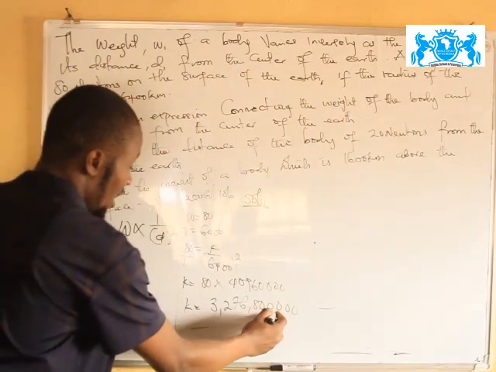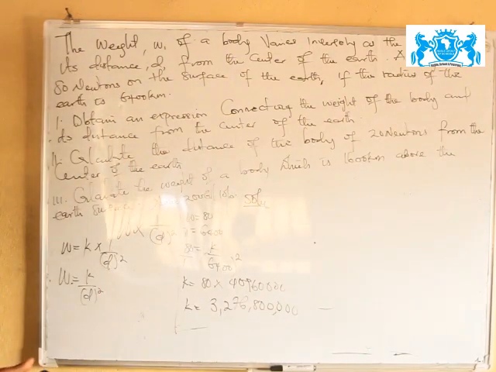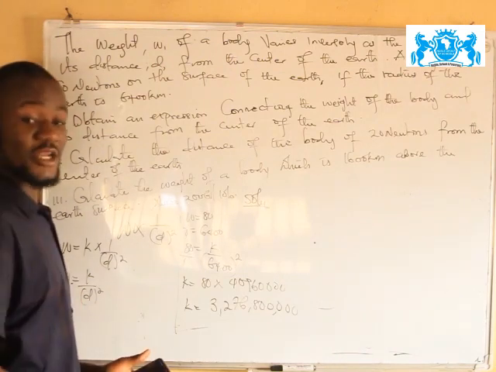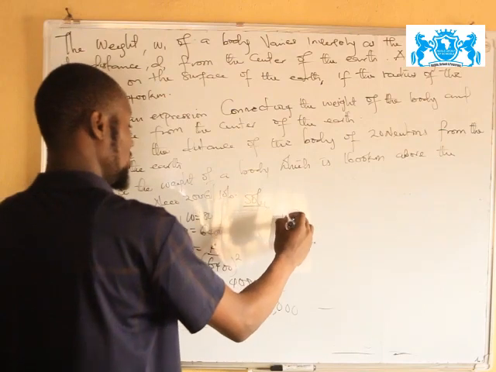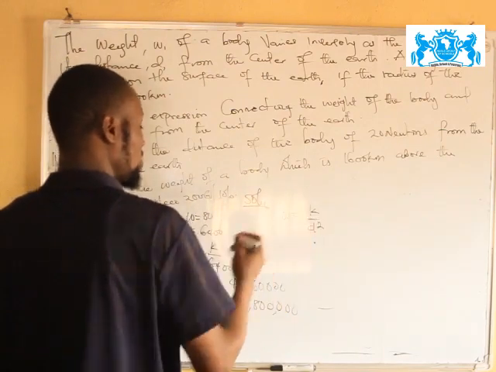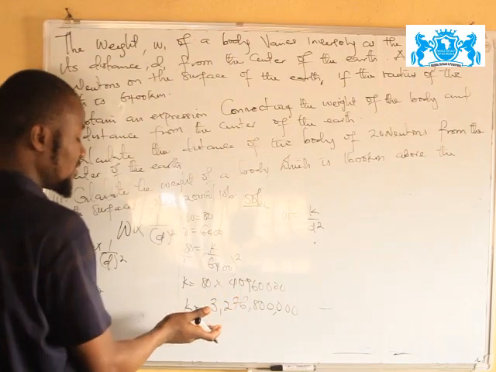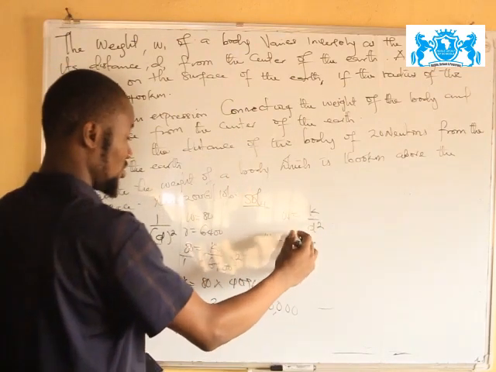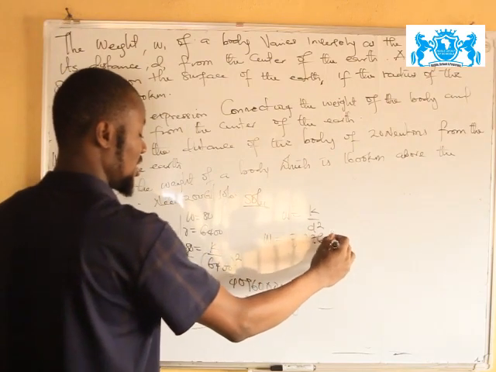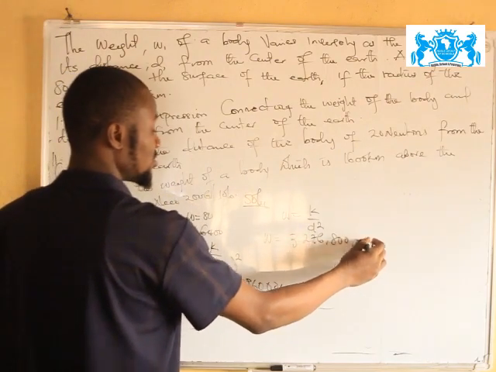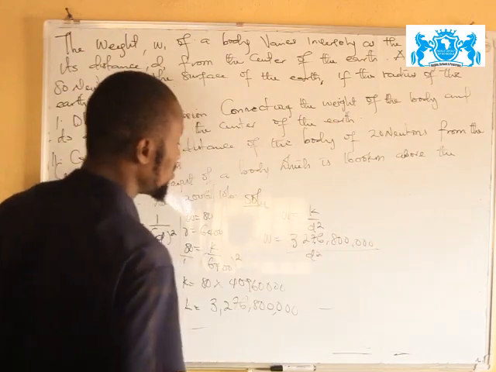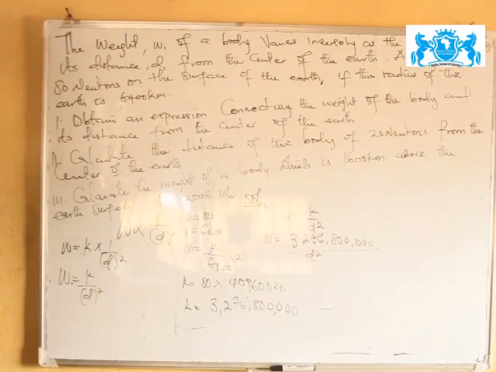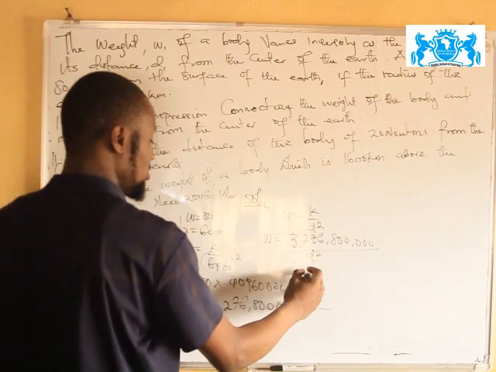Now, the first question says obtain an expression connecting the weight of the body and its distance from the center. So, obtaining an expression, we are having W is equal to K over d raised to the power 2. Obtaining an expression means just take the value of the K and substitute in the equation, and we are having W is equal to 3,276,800,000 all over d raised to the power 2. Now, the second question says calculate the distance of the body of 20 newtons from the center of the earth.